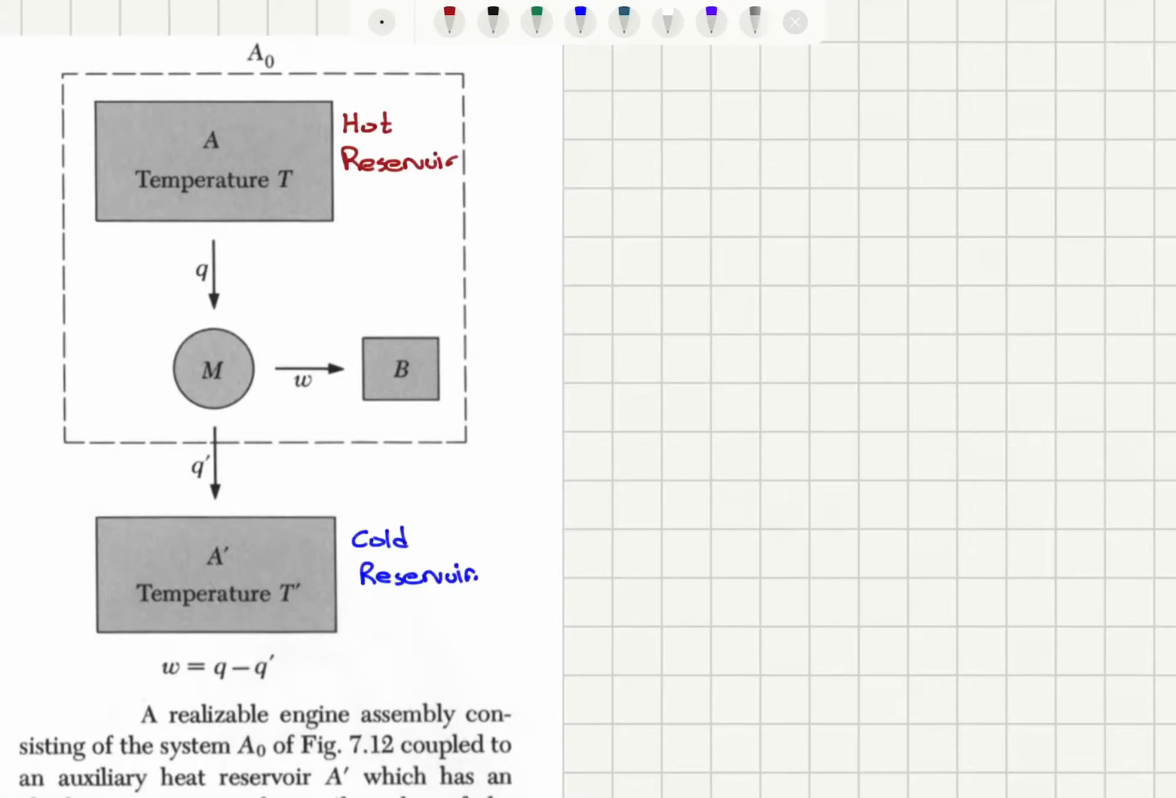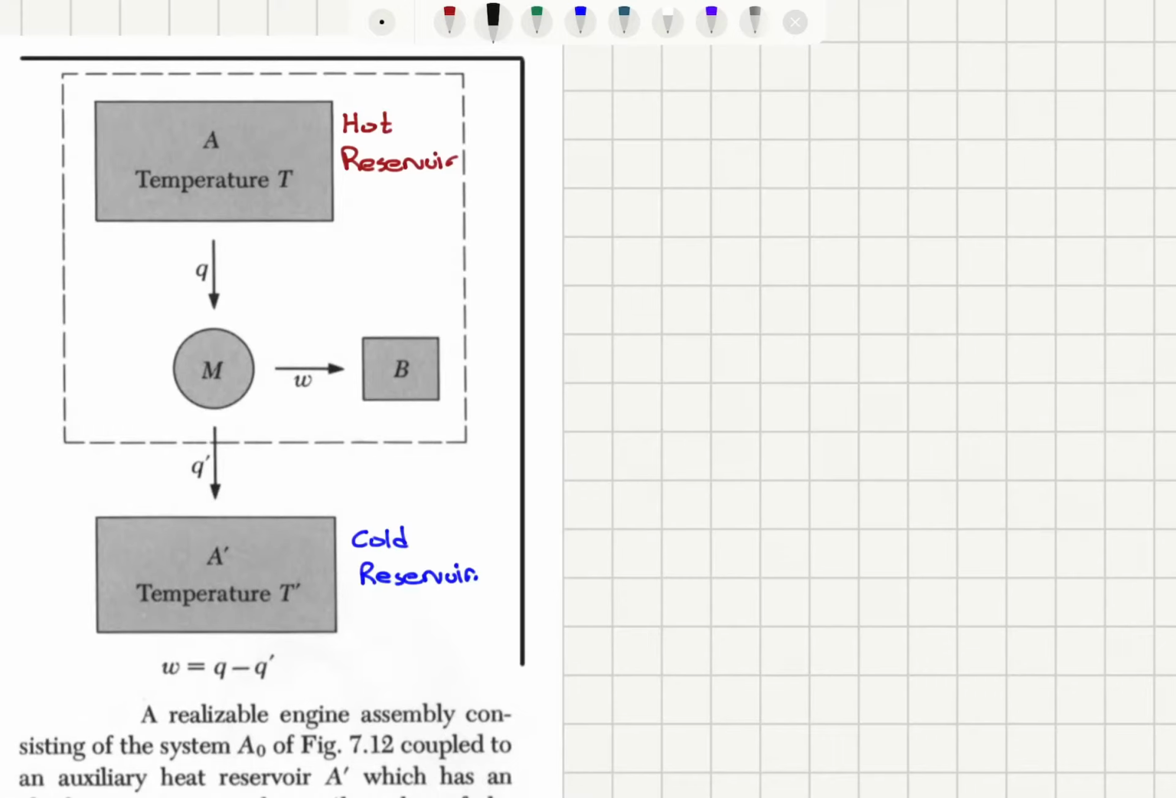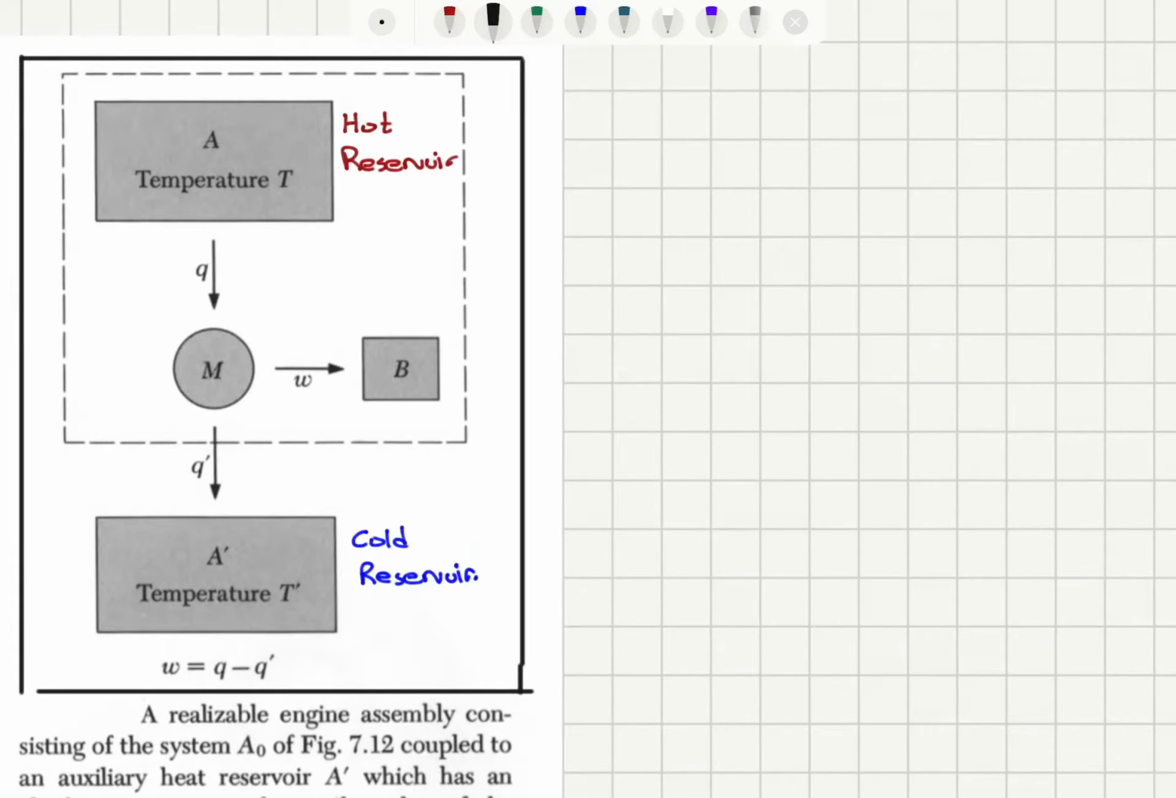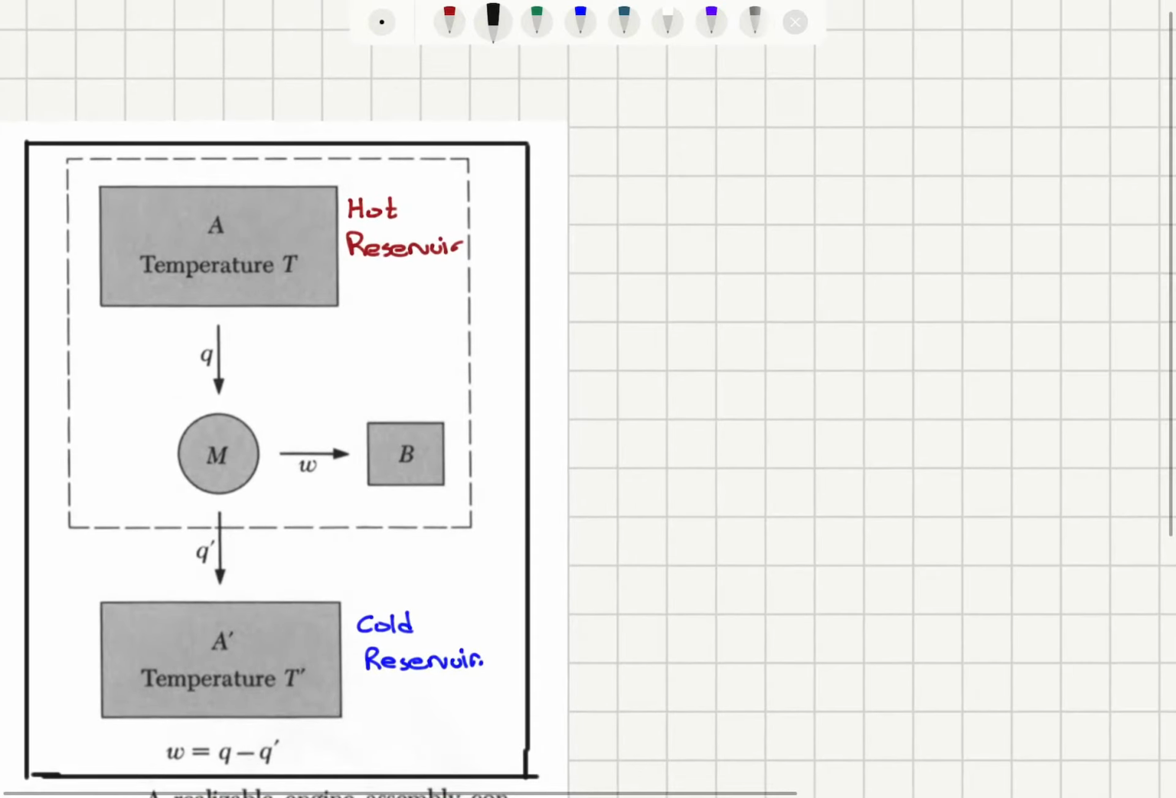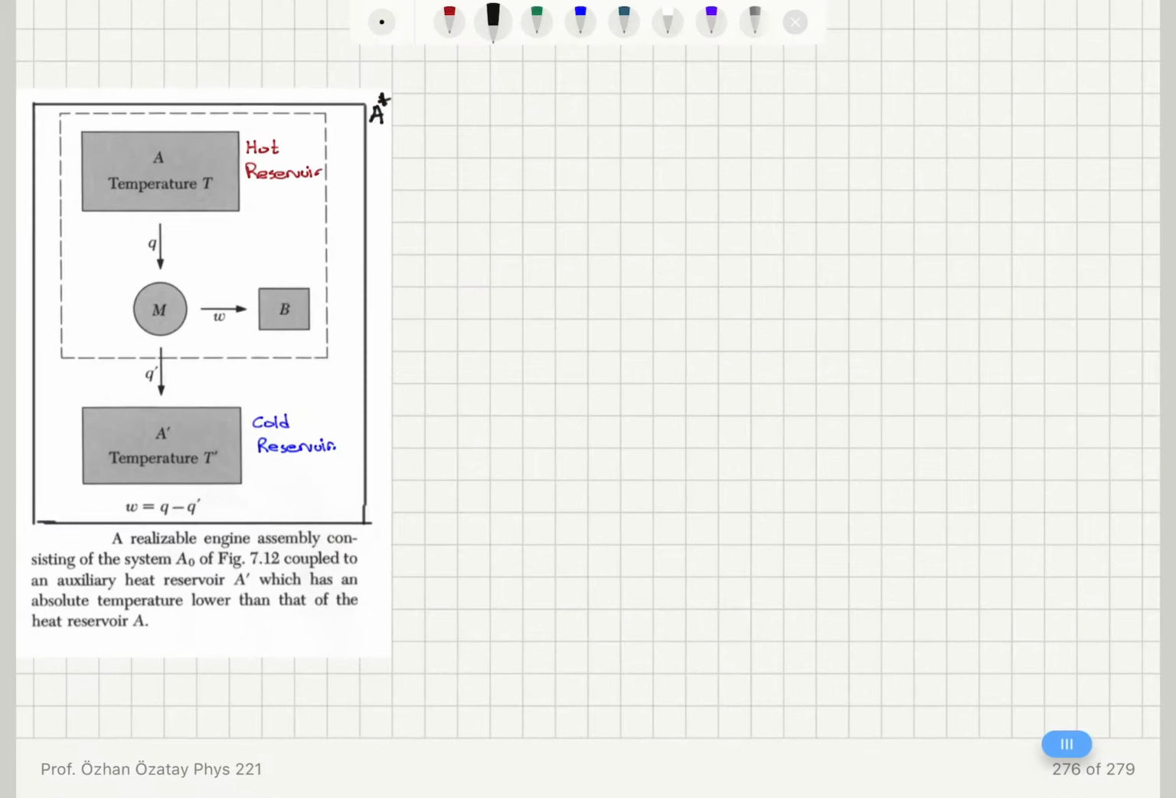The isolated system here is actually not this one. The total isolated system would be the hot reservoir, the engine, and the cold reservoir. So that would be the total isolated system, my new A star. If I do this, let's see the consequences for the entropy. I'm using the principle of entropy compensation, where A prime, the cold reservoir, is the auxiliary system.